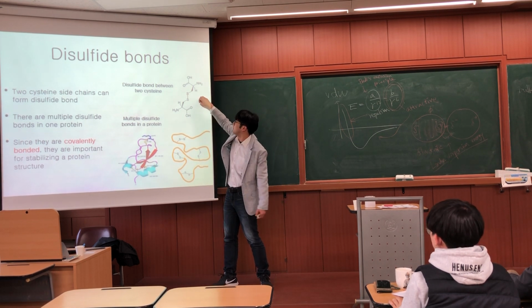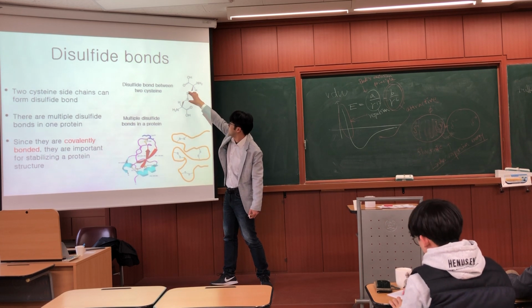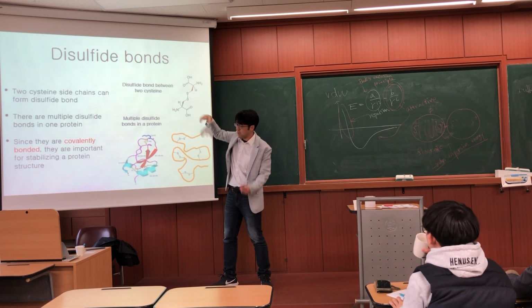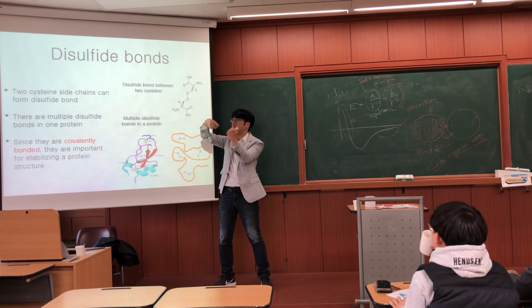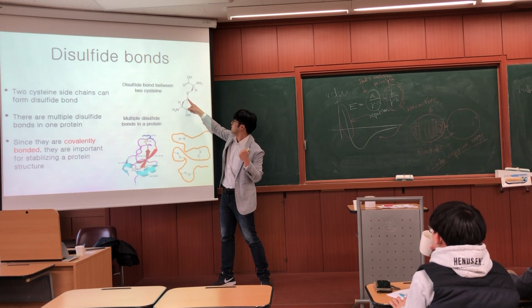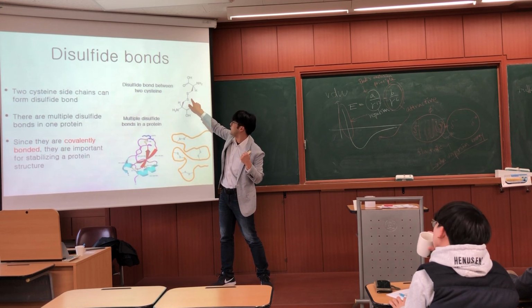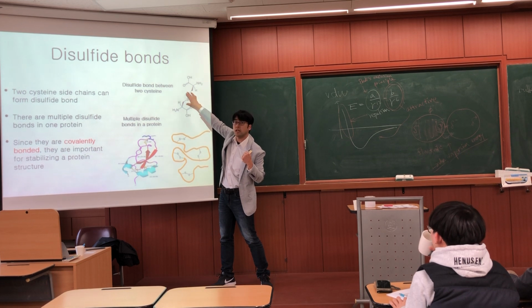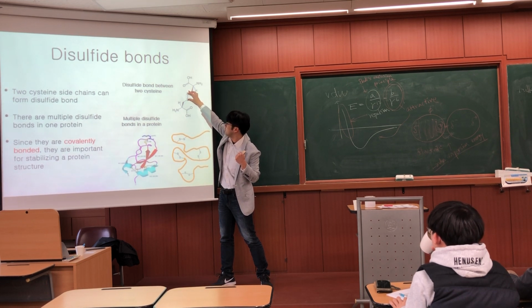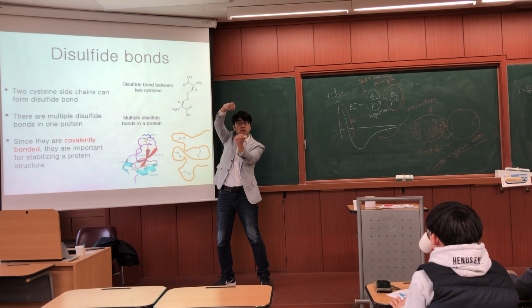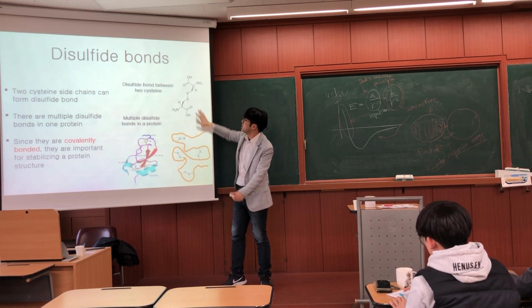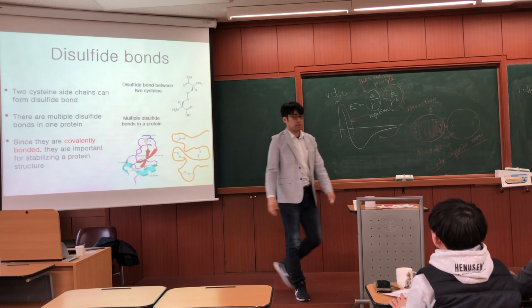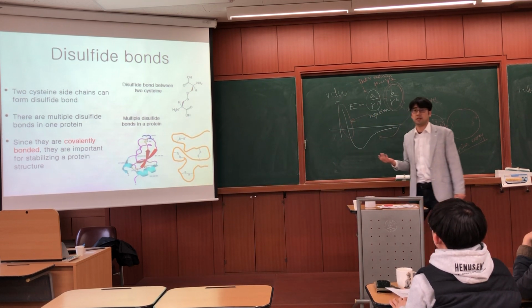Is it reduction or oxidation? It's oxidation, right? The removal of hydrogen. So they go through an oxidation reaction. They lose H, and this one loses H, but instead these two sulfur atoms can form a covalent bond, right? And this is a disulfide bond, and this kind of disulfide bond is very common in proteins.